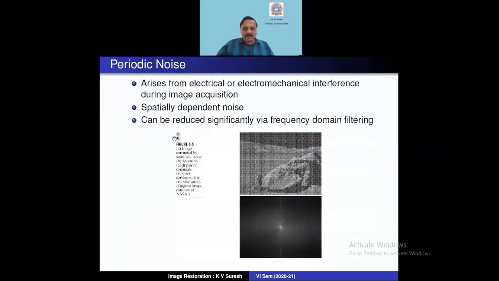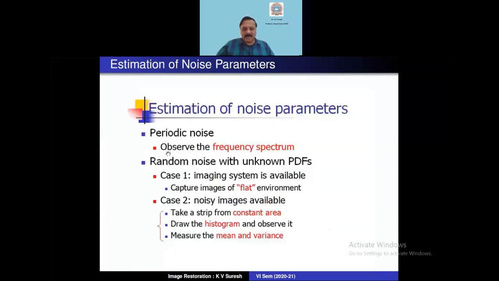Just now I told you if it is a periodic type of noise, just plot the spectrum and it will give me the noise parameters. By observing the frequency spectrum, I can determine the periodic noise. Suppose it is some random noise and I don't know the PDF, there are many cases. Case one is the imaging system is available. That means I have a camera and I have captured an image and it is noisy.